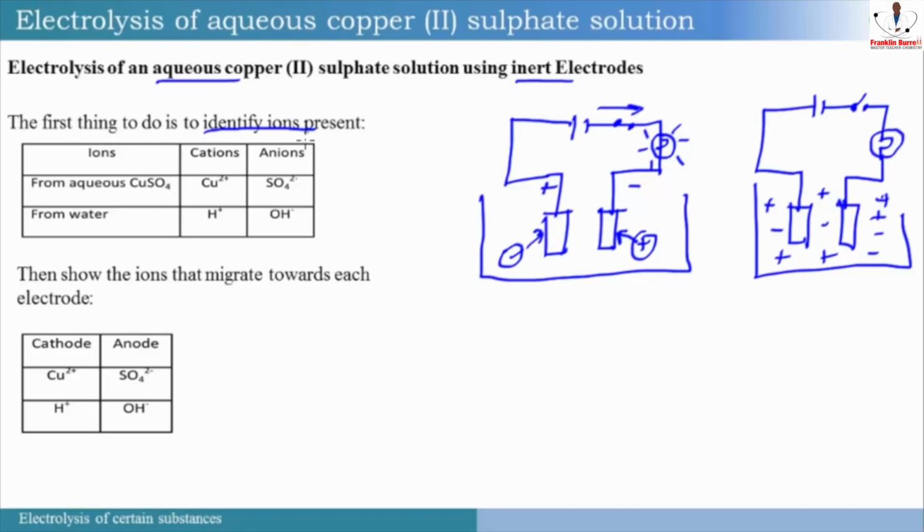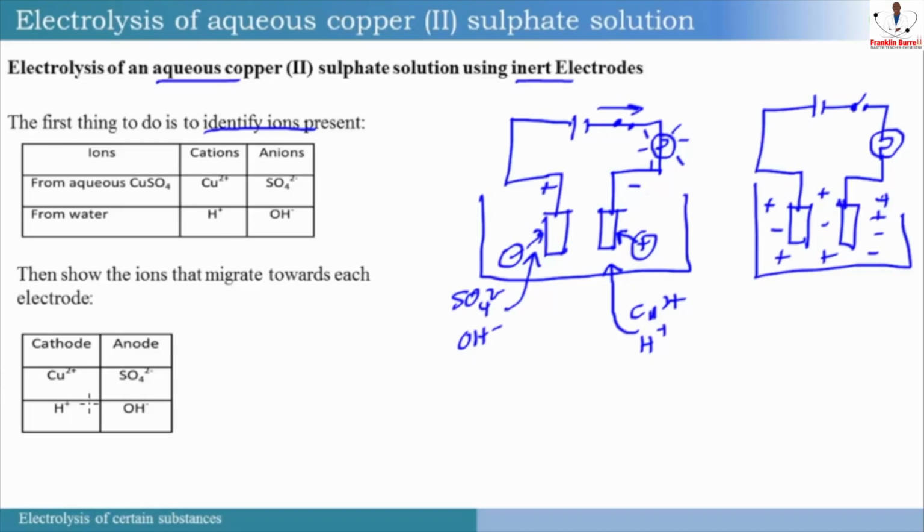So in our example, using aqueous copper 2 sulfate, our electrolyte is copper 2 sulfate, which consists of the ions Cu2+, H+, SO4 2-, and OH-. So the negative ions would be your SO4 2- and your OH-, which would both migrate towards the positive electrode. And our positive ions, being Cu2+ and H+, would both migrate towards the negative electrode.